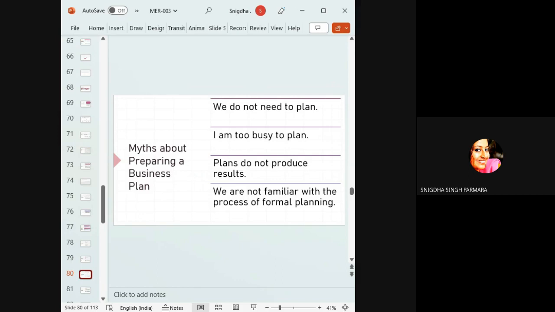No, well planned things always work out. Well planned things always work out. These are the excuses, these are the myths which are usually followed by small business owners. So they are the ones who usually think that planning is not required.